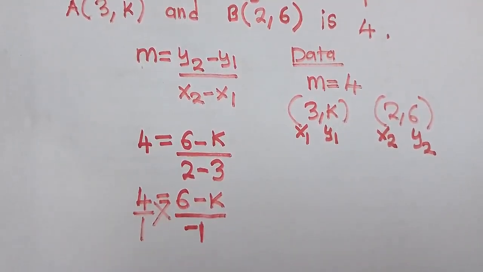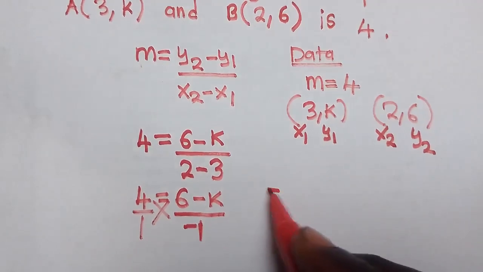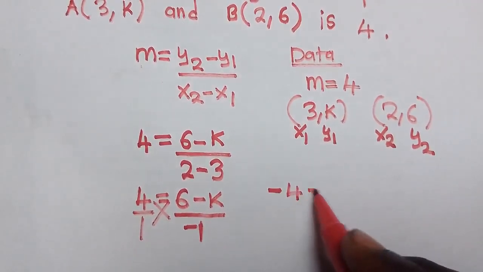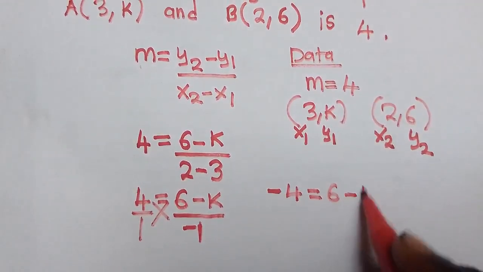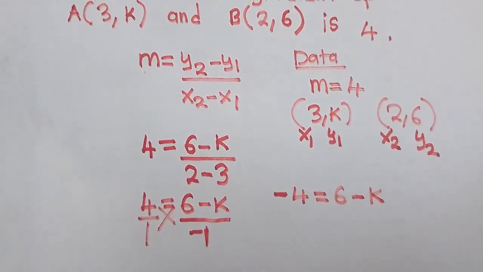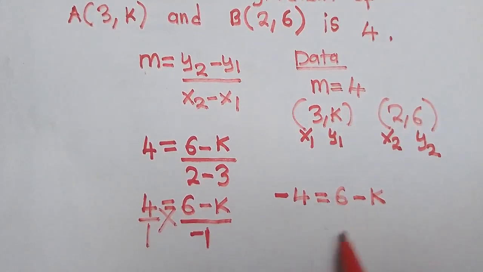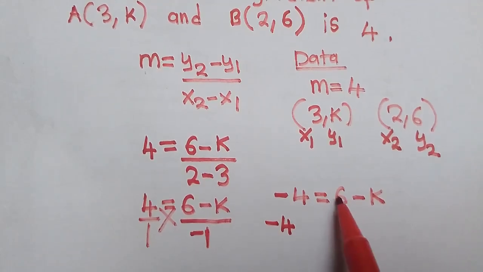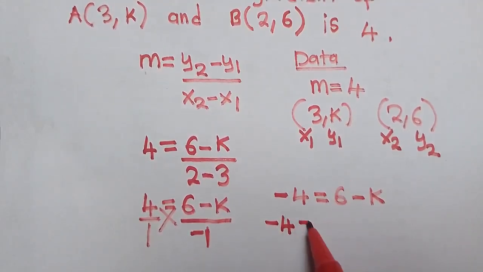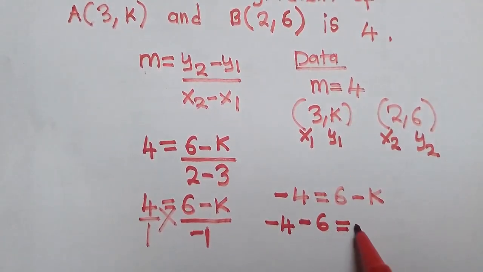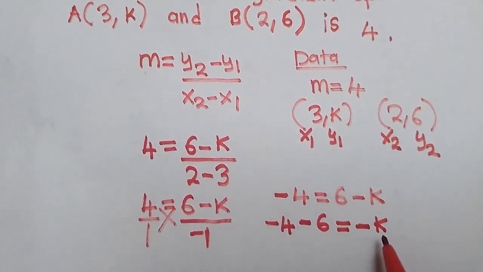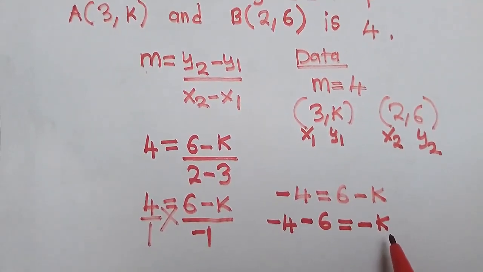So we cross multiply. 4 times negative 1, you get negative 4, which is equal to 6 minus k. Like this. This is now an equation that we need to solve. That has now become a simple equation. Just a matter of grouping of like terms. So this is negative 4. This one is 6. When it comes inside, it's negative 6, which is equal to negative k. This is negative k. The sign of every number is in front of that number.